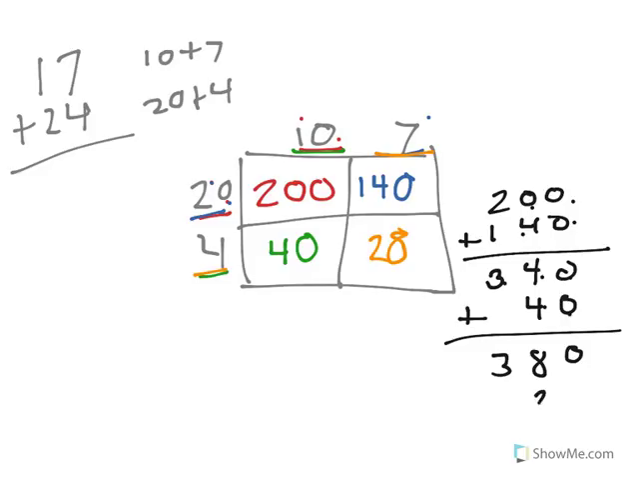Then I'm going to add 28. 0 plus 8 is 8. 8 plus 2 makes 10. So I'm going to put 0 on the bottom. I'm going to carry my 1 to the top. 3 plus 1 makes 4. So 408. 17 times 24 is 408.